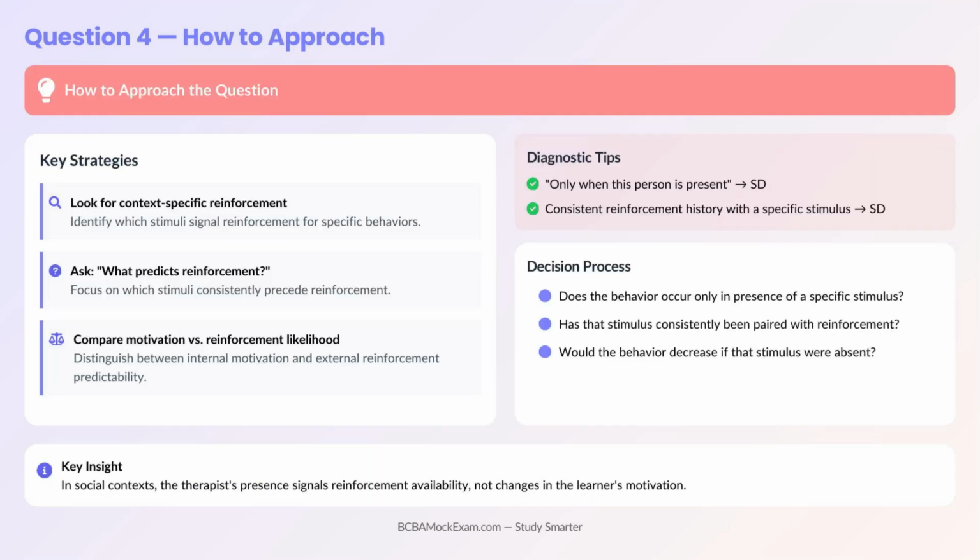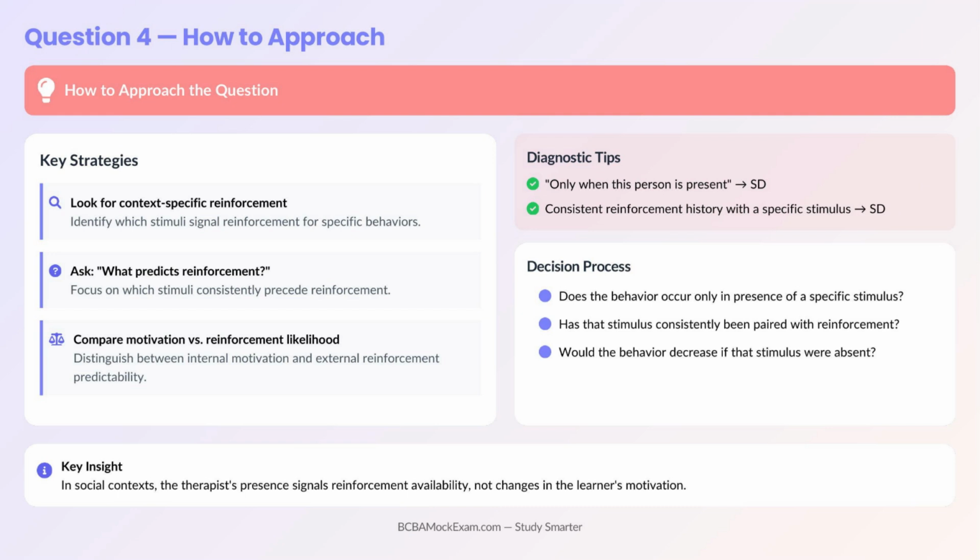To approach this question, look at context-specific reinforcement. You ask which stimulus reliably signals reinforcement for the behavior. The strategies include identifying whether the stimulus predicts reinforcement, evaluating differences in availability, and separating motivation from reinforcement likelihood.